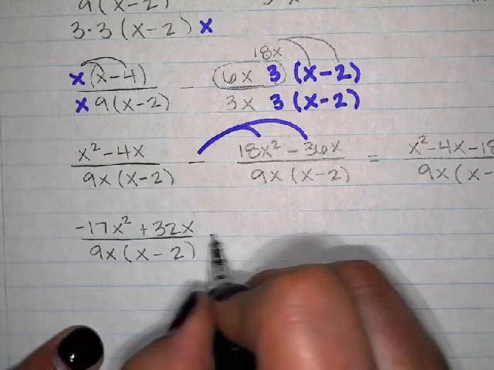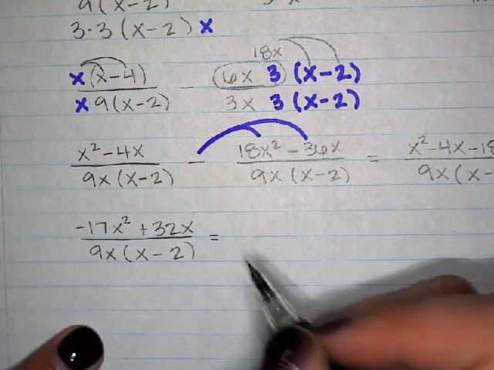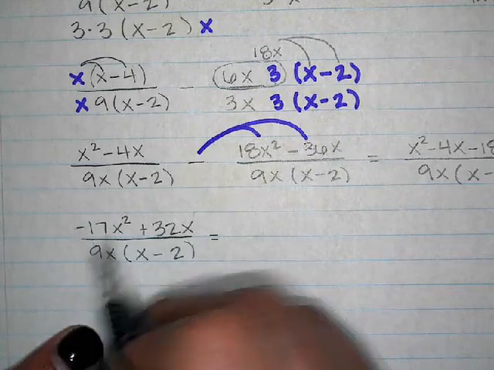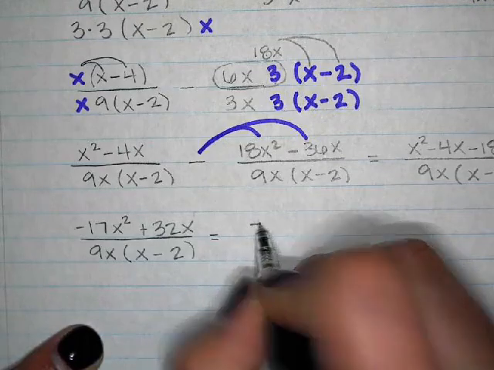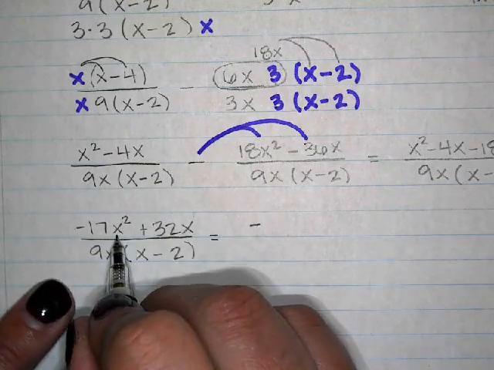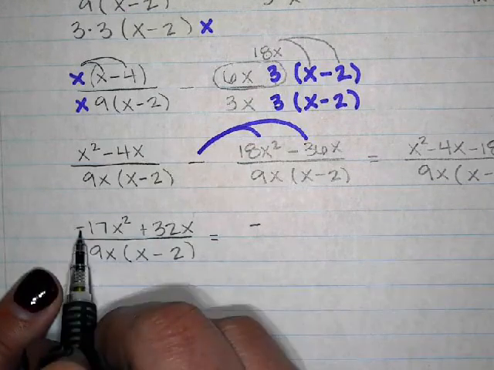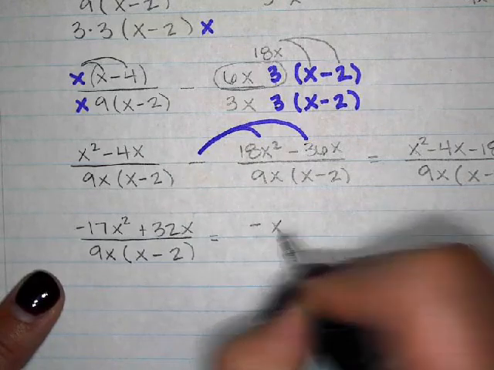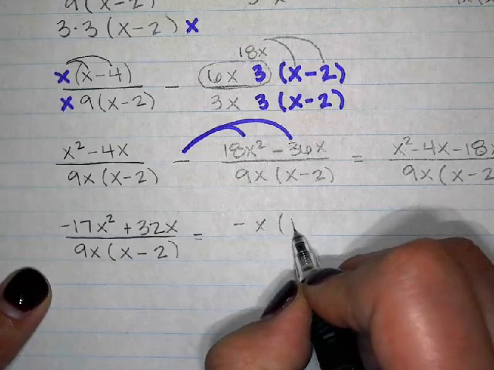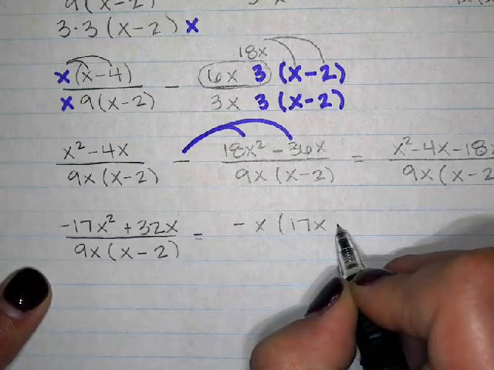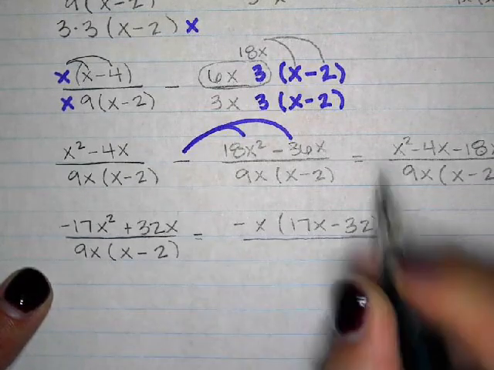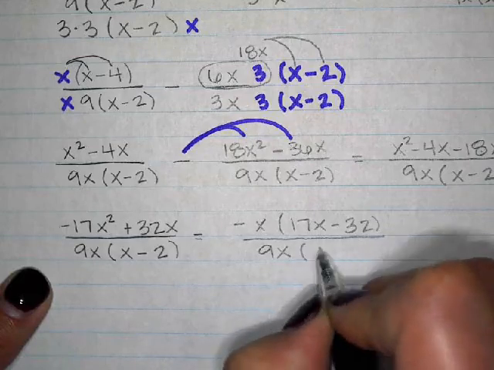What factoring can be done? We can take out an x, and if we have a negative in the front, what do we usually do? Take out the negative. Taking out the negative in this particular problem won't help you, but we're going to do it anyway, just to form good habits. So I'm going to take out the negative, I'm going to take out the x, and what does that leave me with? Negative 17x plus 32. No, minus 32. Good correction. And then on the bottom, we have 9x times x minus 2.